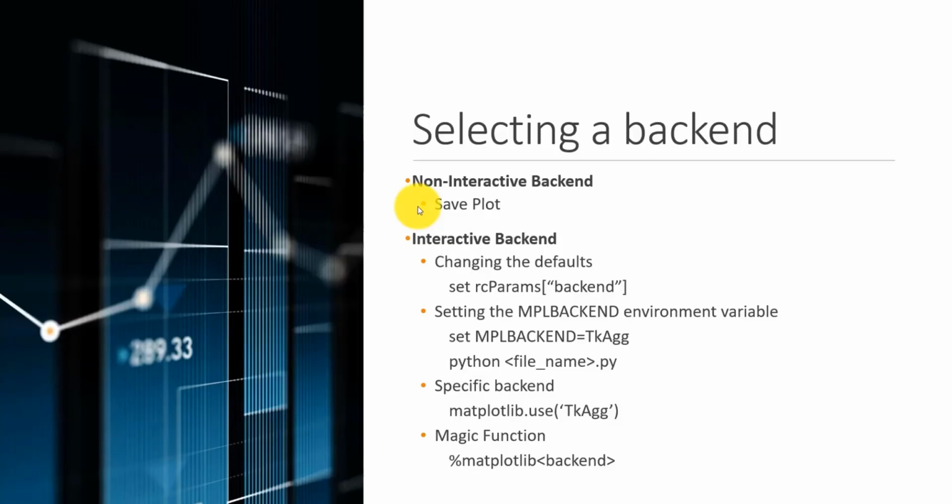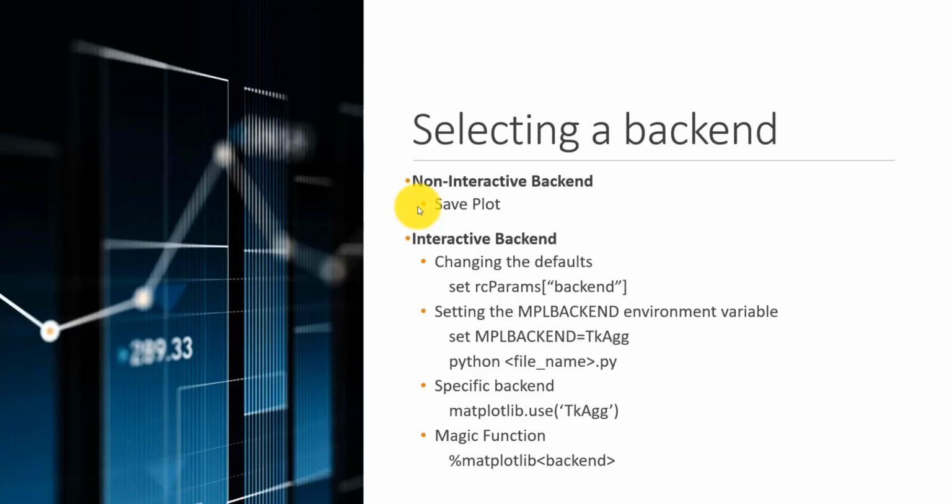So there are different ways. The first way is changing the default one. In your matplotlibrc file, set rcParams backend, and in backend you have to specify the name of the backend which we want to set. Another is setting the MPLBACKEND environment variable. This environment variable can be set for either your current shell or for a single script. So the command is set MPLBACKEND, then the name of the backend which we want to set for the file, and then we have to write the name of the file in which we want to set it.